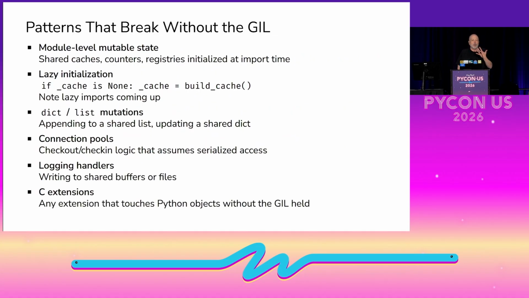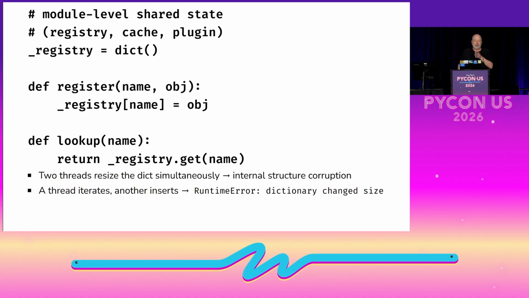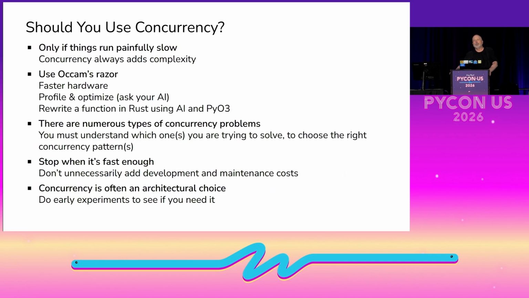The problem that we run into is that there are certain patterns that we're used to that do break without the GIL. There's a bunch of things that you may be used to using that, because of their nature, the GIL was protecting. One example is a registry, which involves a global dictionary that you add things to and remove and look things up from. If you have multiple threads doing this, they can stomp on each other. So after all that, should you even use concurrency?